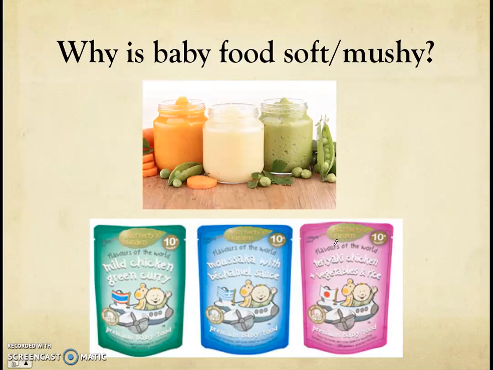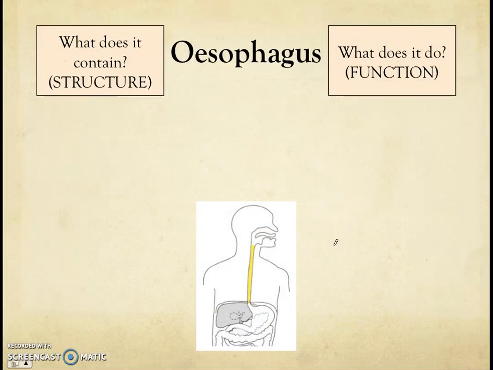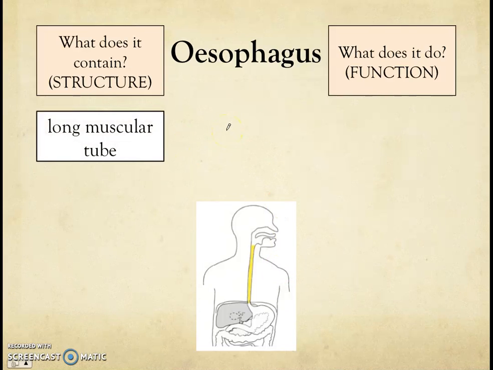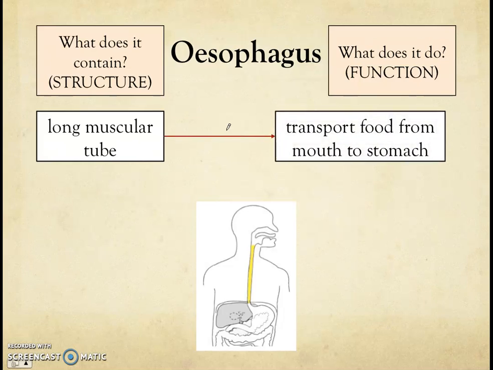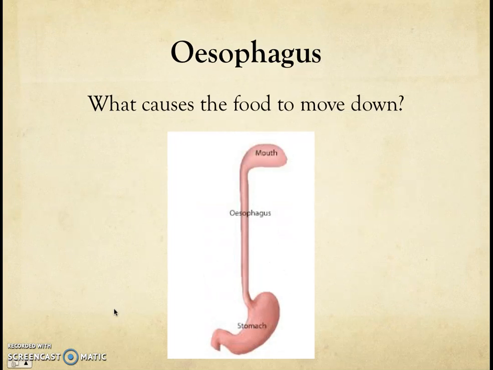Alright? Now let's move on to the esophagus. Now the esophagus, of course, connects the mouth to the stomach. So what does it contain? Well, it really is just a long muscular tube. And its function is to transport food from the mouth to the stomach, which is very simple. And the question is, what causes the food to move down the esophagus from the mouth to the stomach?